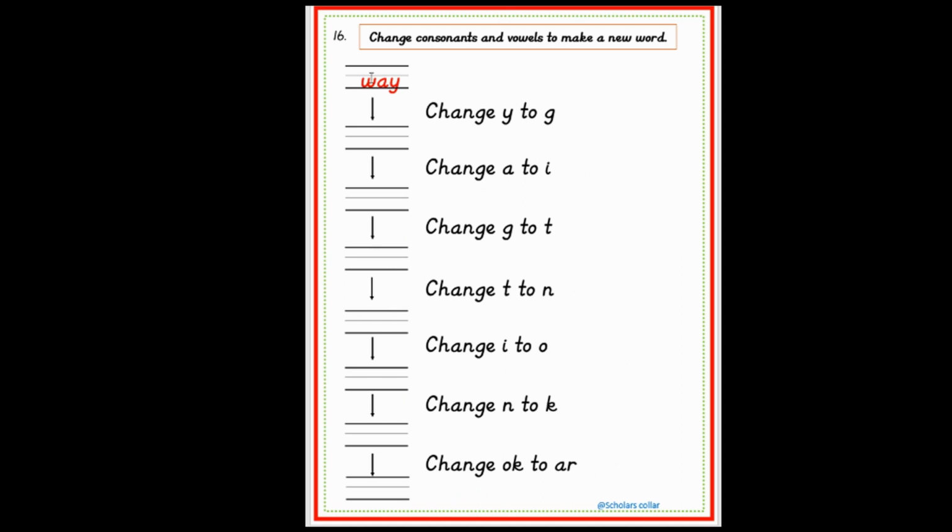Okay, so the next one is the same way. You're going to change the word according to the directions given here. So we have the first word as way. It says change the Y to G. So that will be wag. Then it says change the A to I. That will make the word wig. Then you change the G to T. That will make the word wit. Then you change the T to N. That will make the word win. Then you change the I to O, and that will make the word won. Then you change the N to K, will make the word walk. And then finally you change both the L and K to R, and that will make the word war.